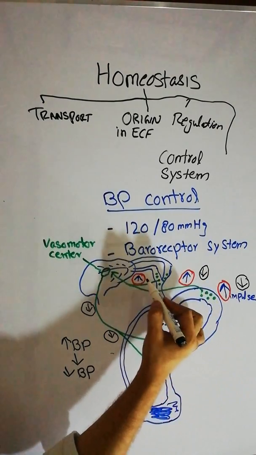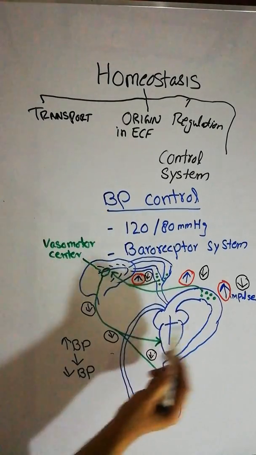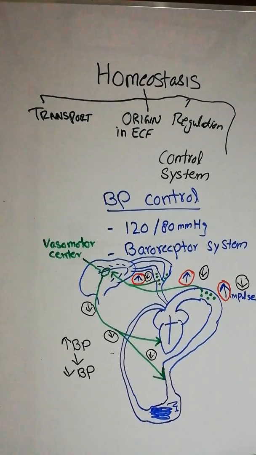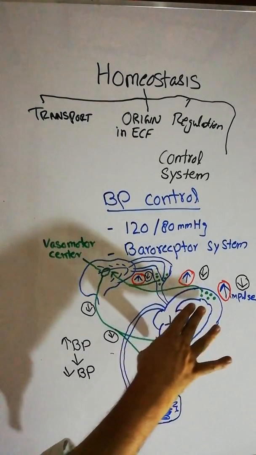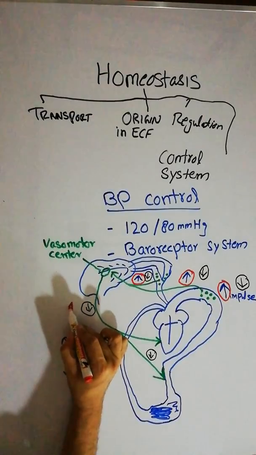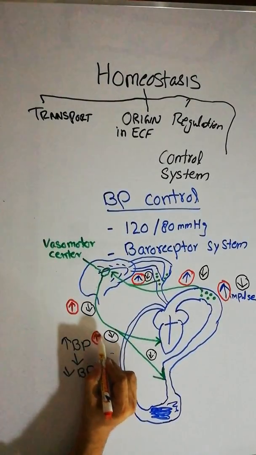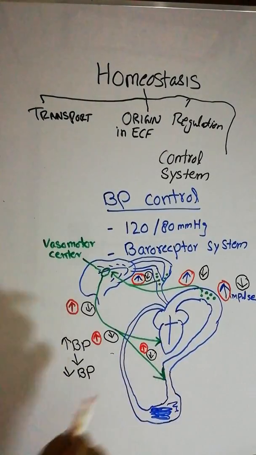There will be a decrease in impulses going towards the vasomotor center in the medulla of the brain. When this decrease in impulses from the baroreceptors is detected, it will increase the number of impulses, or the signals, toward the heart and the vessels.